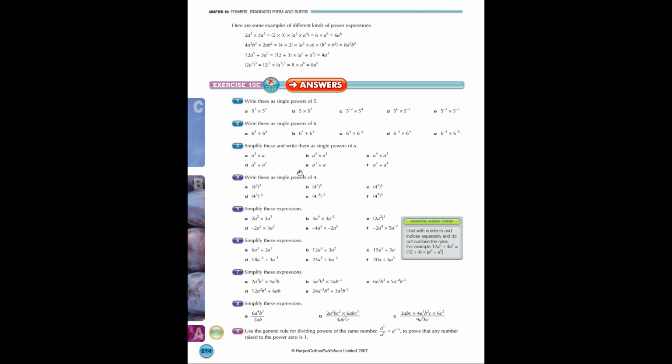Okay, so this is our classwork for today. Question 1, you got a, 5 squared times 5 squared, and so on. So I'm going to attach these questions to the assignment.